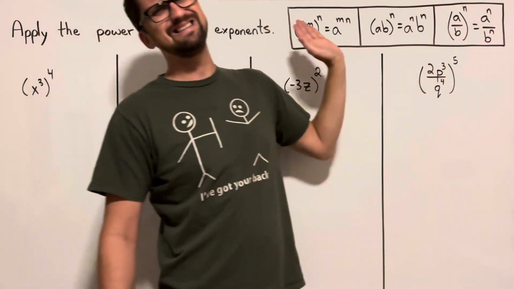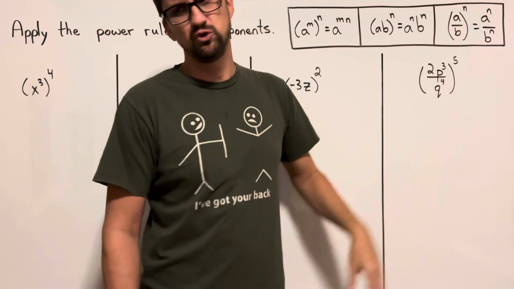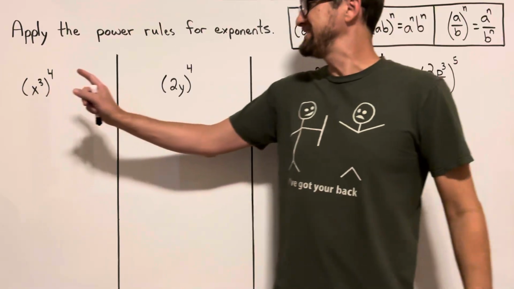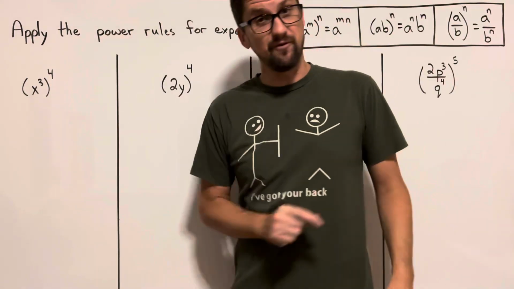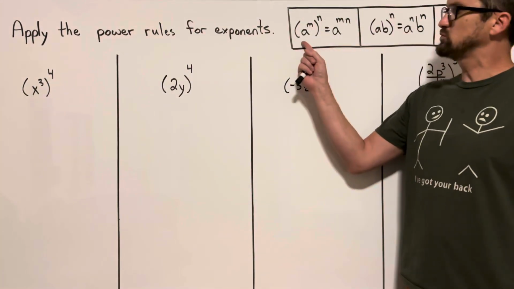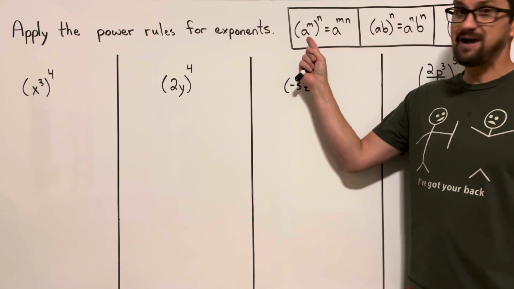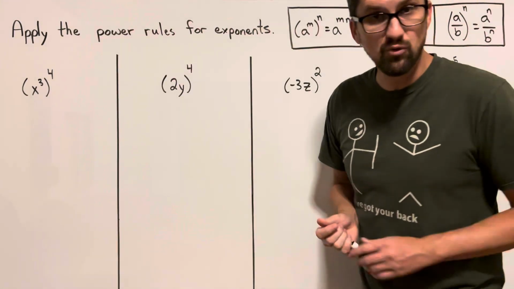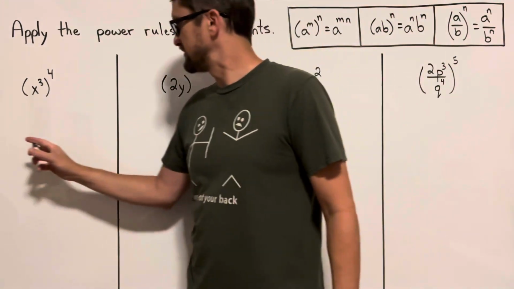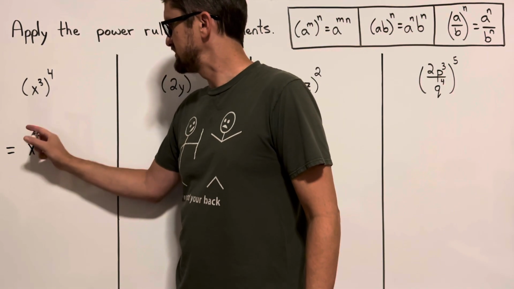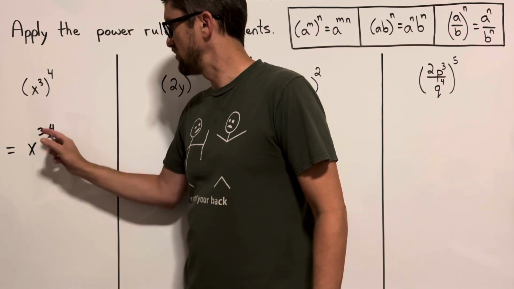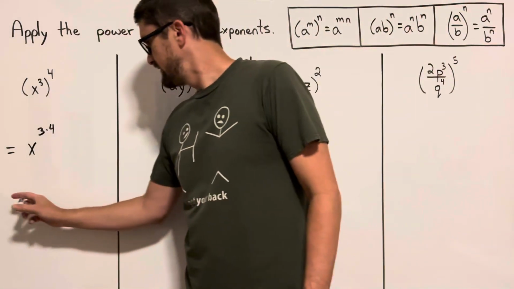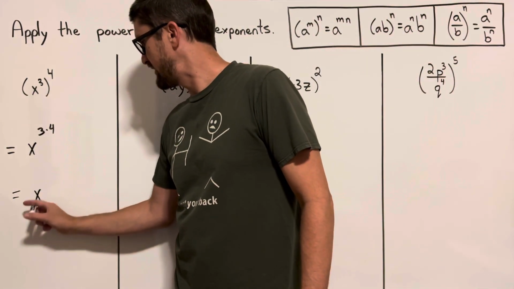So we're going to apply these three rules to the problems here. Let's start with this one. We have x cubed in parentheses, and that's raised to the fourth power. So I'm going to be using this one right here, where the x matches with a. We have 3 and 4 here. We're just going to simply multiply the exponents together. So this is just 3 times 4 in the exponent spot. And 3 times 4 is 12. So this is going to simplify to x to the 12th power.